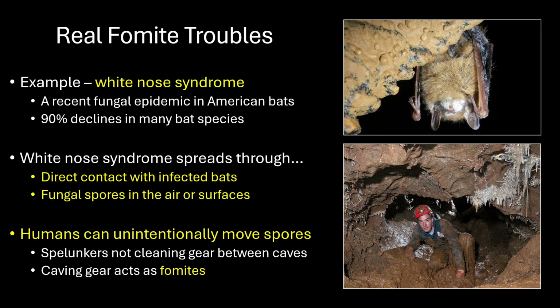White nose syndrome is a disease that mainly spreads through direct contact with infected bats, but it can also spread through fungal spores that are present in the air or on surfaces. And it's particularly concerning that it can spread on surfaces because humans can unintentionally move these spores when we enter caves and move between them. So spelunkers, we think, may have contributed in some way to the spread of this disease by exploring caves and not cleaning gear effectively as they move between caves. In this instance, caving gear can act as a fomite for this disease.